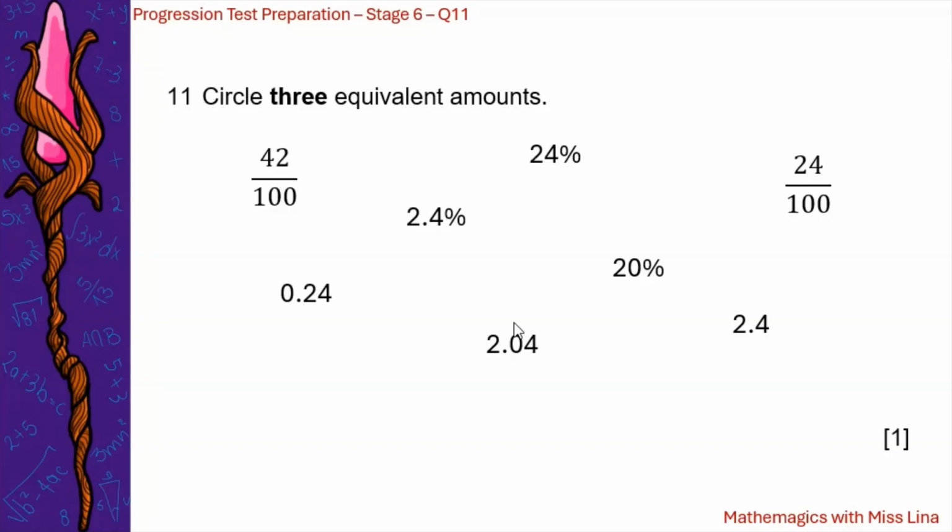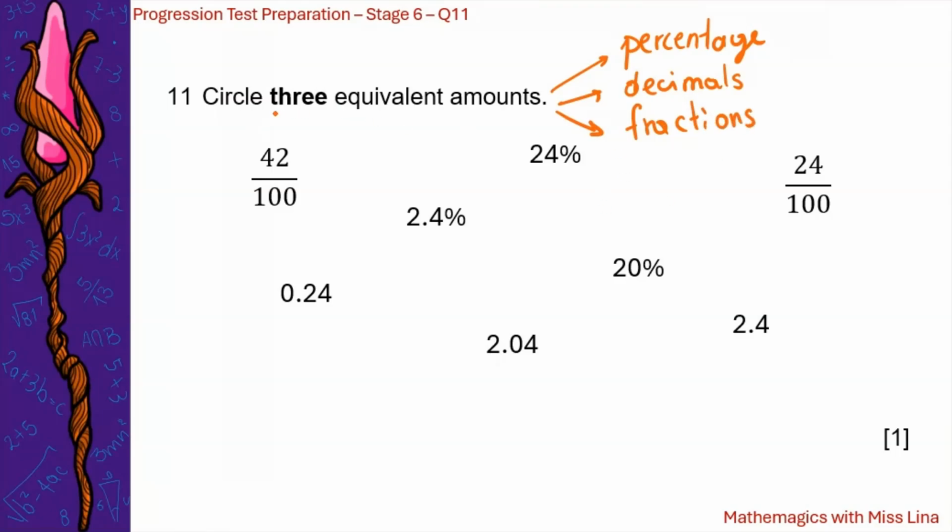Today we are going to check question 11 of the progression test style questions of stage 6. This one says, circle three equivalent amounts. So, what are the three types of rational numbers? They are percentages, decimals, and fractions.